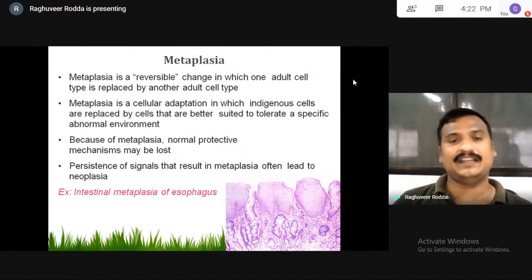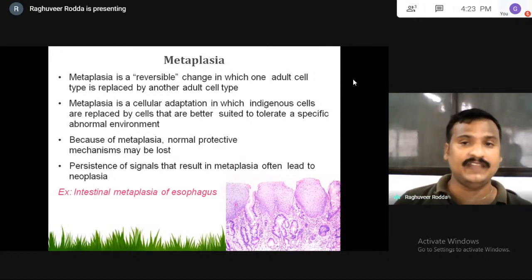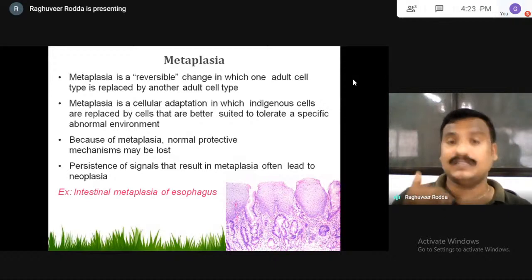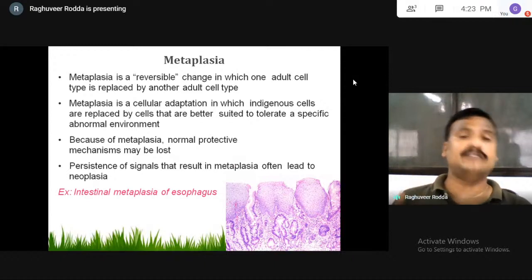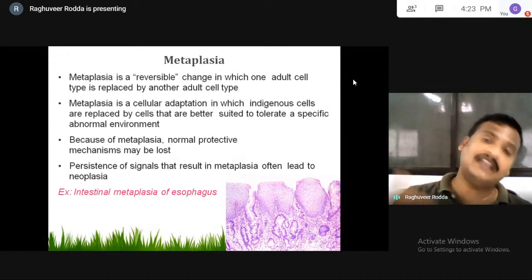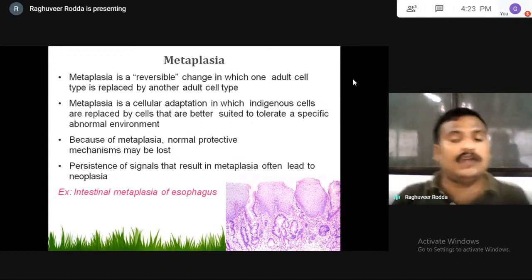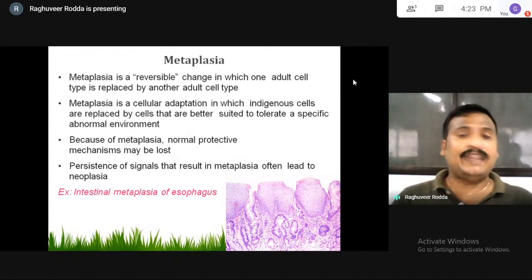Metaplasia is a reversible condition in which one adult cell type is replaced by another adult cell type in one particular tissue. Whenever the cell has a physiological or pathological stress, to withstand that stress, to perform its normal duties or to maintain its structures, it is going to produce a better cellular structure.